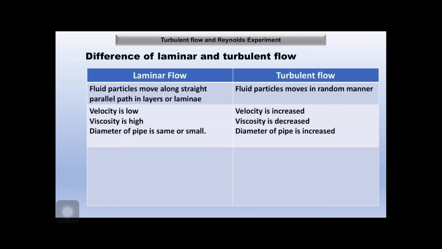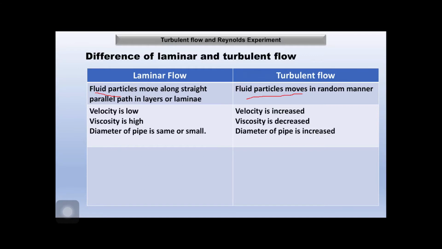Now let us compare laminar flow and turbulent flow in tabular form. Here you can see there is one table. In the left column we have listed the properties of laminar flow, and in the right column we have listed the properties of turbulent flow. As we have already seen, in laminar flow, fluid particles move along straight parallel paths in layers or lamina, and in turbulent flow, the fluid particles move in a random manner. They don't have any particular path.